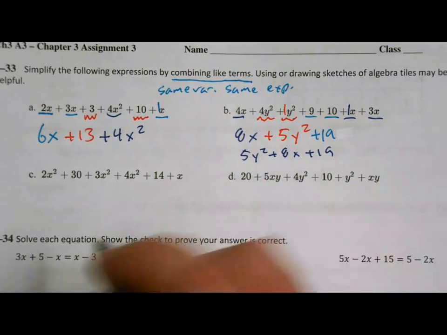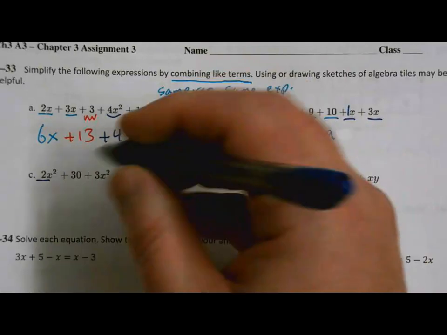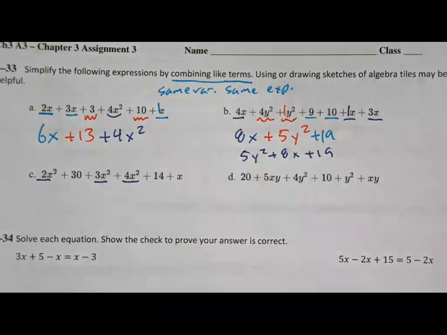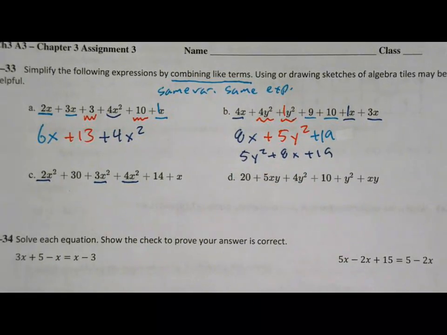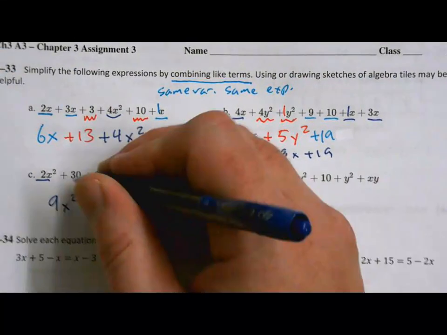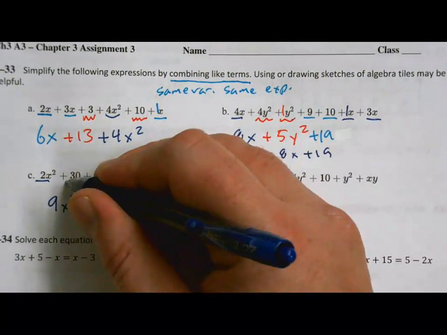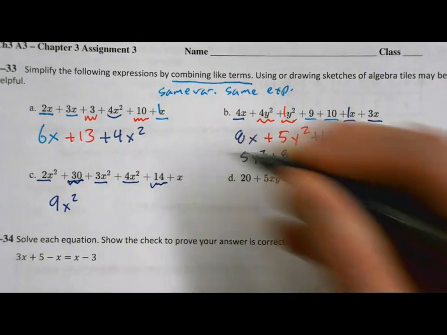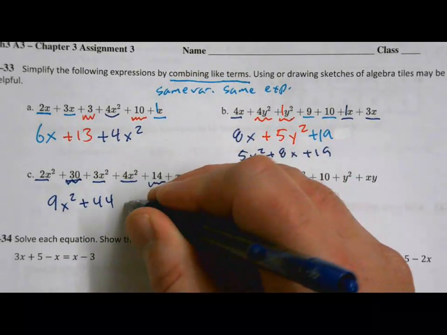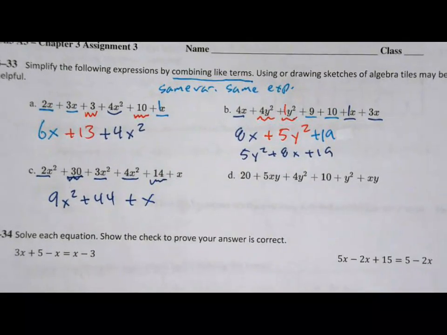All right, I'm looking through here. I see x squareds. There's some x squareds there and there and there. 2 plus 3 is 5 plus 4 is 9, so 9x squared. I've got a 30 that doesn't have an x, and I got a 14 with no x, so we'll put those together to get 44. And then we've got this x hanging out with nobody to combine with.